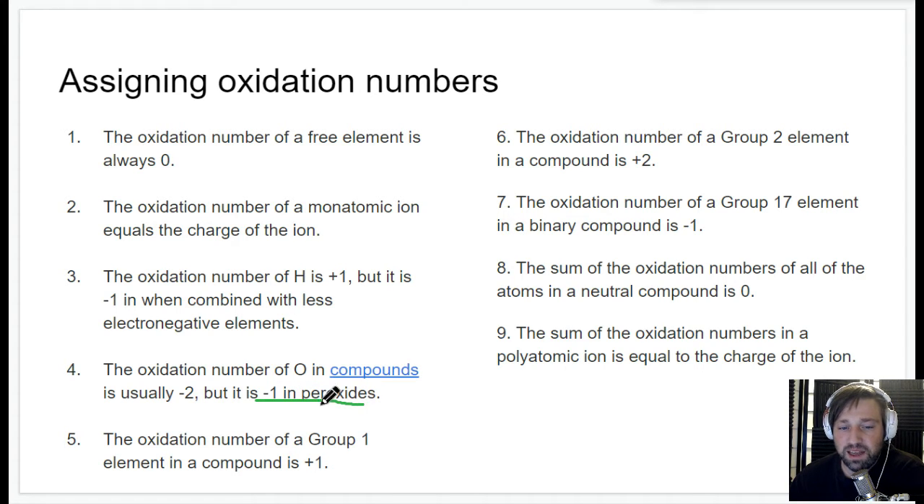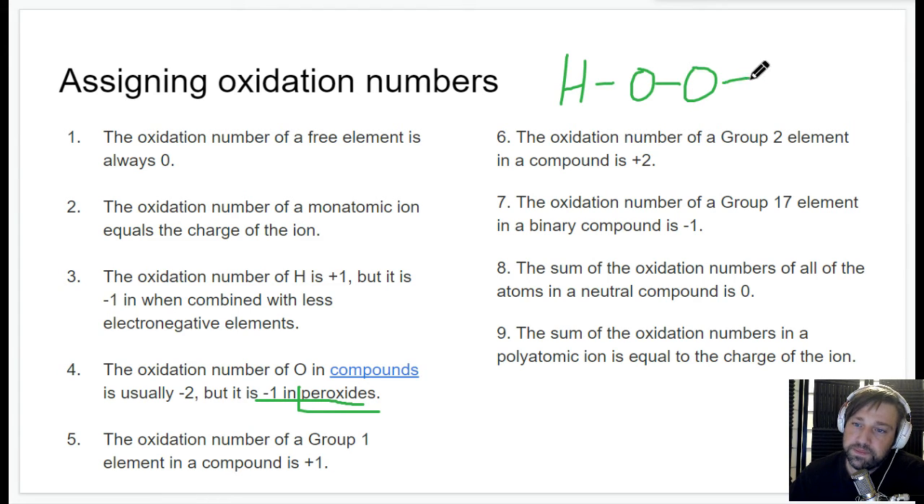So it's -1 in peroxides. Now, I don't even think we've talked about peroxides yet. What is a peroxide? A peroxide is this. This is something you probably have messed around with before. Hydrogen peroxide. You might pour it on a cut or something like that, and it might bubble up. You might remember seeing that if you had a scrape.